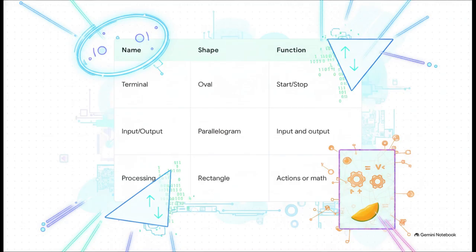We use this parallelogram whenever we are feeding information in or getting an answer out. Third is the processing box. This one is just a standard rectangle. The rectangle indicates an action, like dicing a mango, or doing math, like addition.